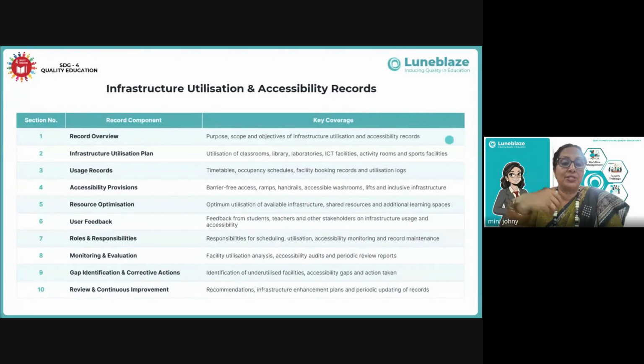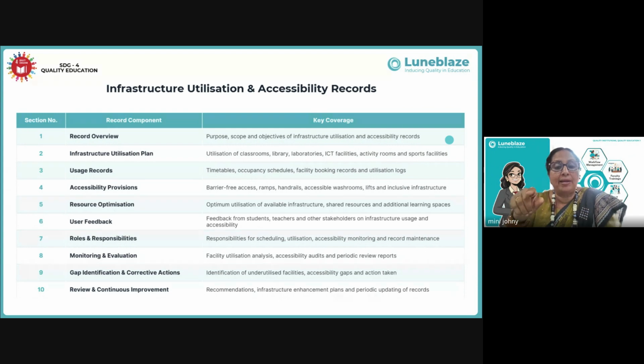Amount or budget. Infrastructure utilization and accessibility records. Record component. Now you see, we have come to the record component, it is not the policy component. Which are the record components and what is the key coverage? Record coverage of overview, purpose, scope, objectives of infrastructure utilization and accessibility records.